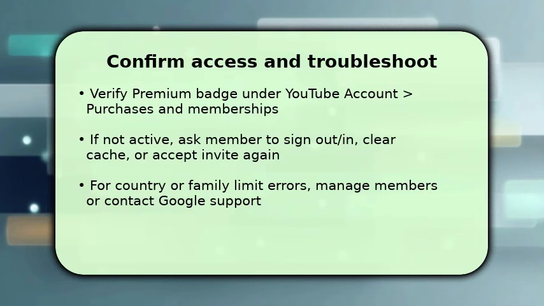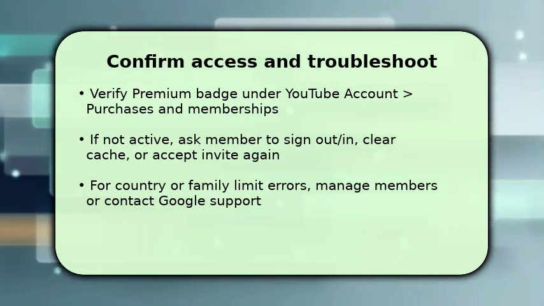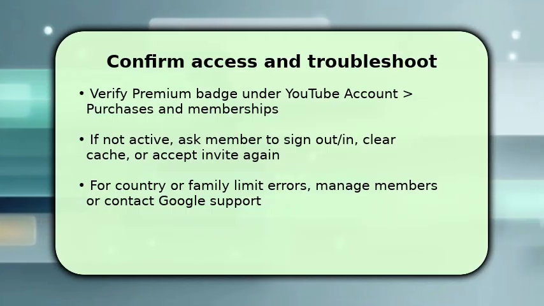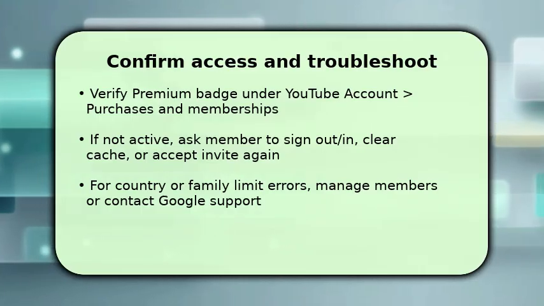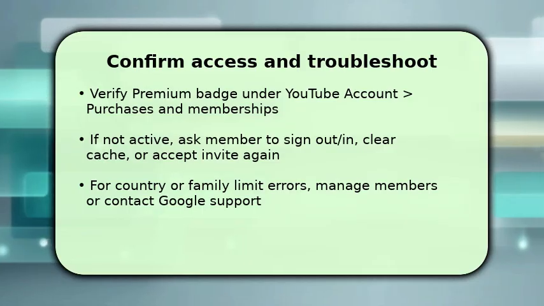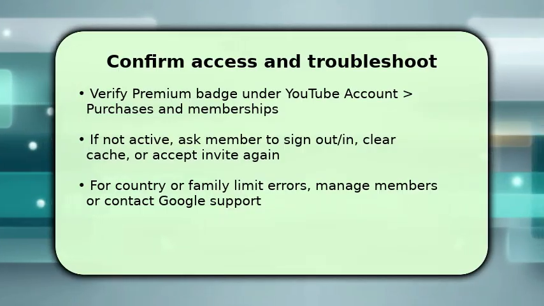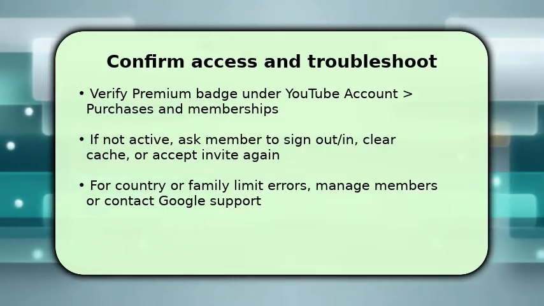Finally, confirm the added person has YouTube Premium by checking account purchases and memberships for the Premium badge. If it's not showing, make them sign out and sign back in, clear app cache, or reopen the invite link. These actions often resolve sync glitches. If you hit family size or country mismatch errors, remove an inactive member or correct the country in their Google account. If problems persist, contact Google support with the Family Manager's account details for resolution.